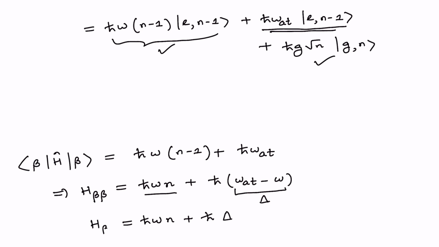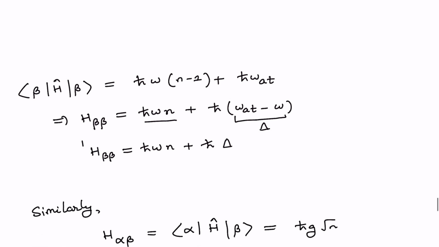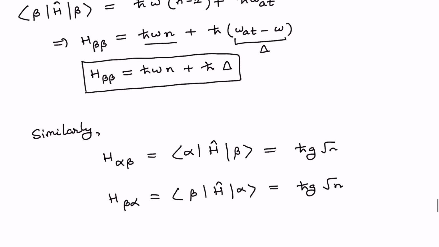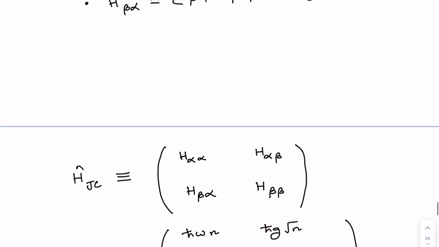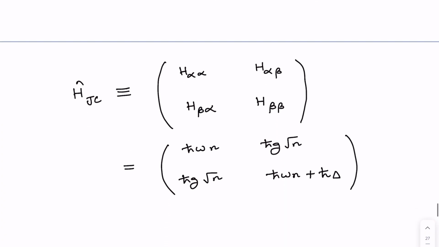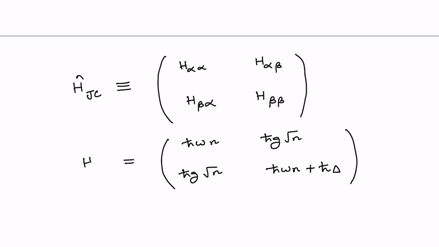So for this matrix element H_ββ, you are going to have ħωn plus ħΔ. Similarly, you can find out the other two matrix elements of the Hamiltonian, H_αβ and H_βα. That's going to be ħg square root of n, ħg square root of n. So thereby we have all the matrix elements of the Hamiltonian, and the JC Hamiltonian therefore can be written under the RWA in this form.